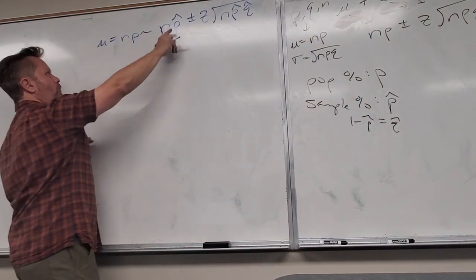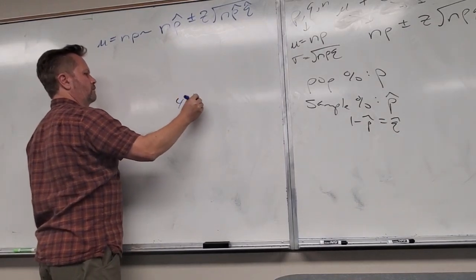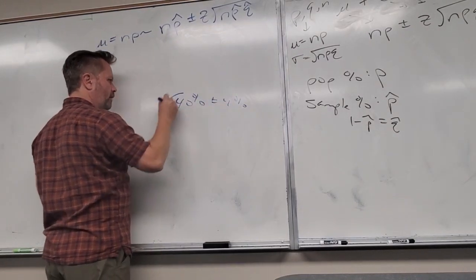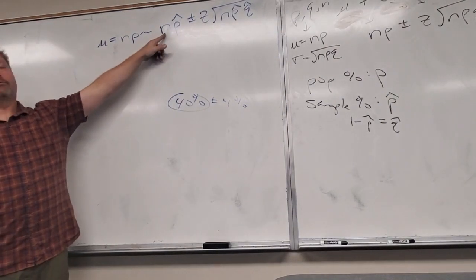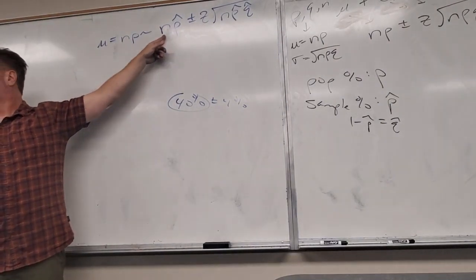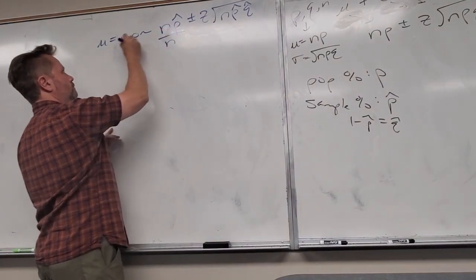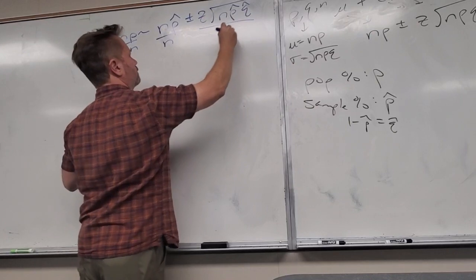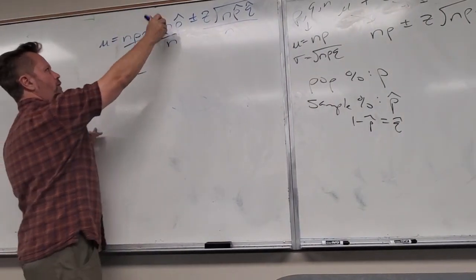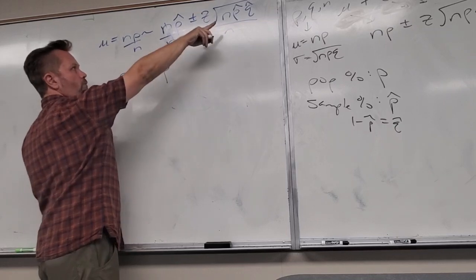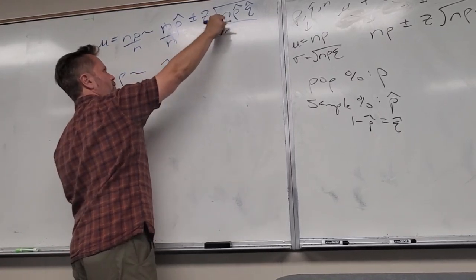If I want to be able to say 40% give or take 4%, don't I want a pure percentage here? So I want to get rid of the n, right? So let's just divide by n. This part's easy. I can catch the percentage with this. Now what can I do over here? Can I just kill those n's?